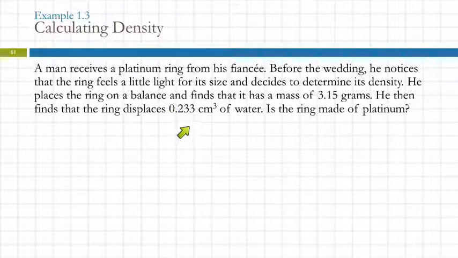Okay, so this is the volume of the ring, and this is the mass. Our clue here: this has a title, so calculating density. We need to calculate the density. If you didn't have the title, though, you might be like, well, how can I tell if it's made out of platinum? The density of an object can be used to identify it. So we're going to need the density of platinum. I don't think I typed it on here.